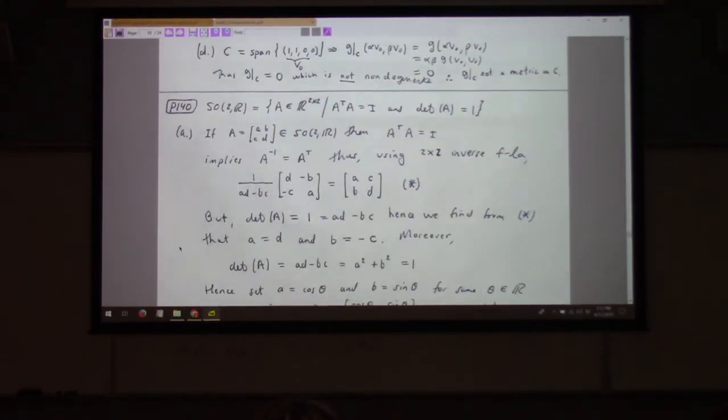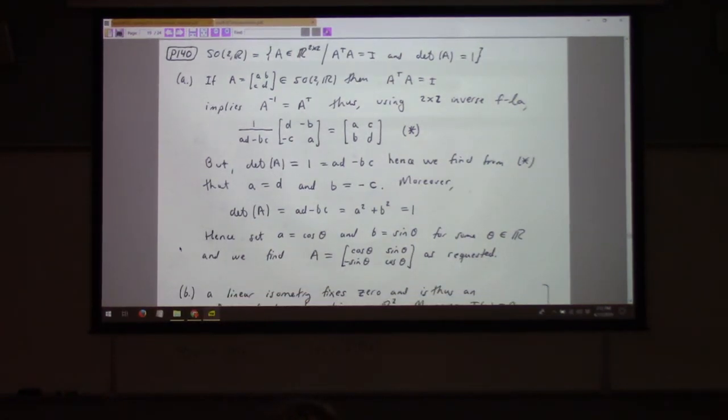So problem 140 is really just brute force, hand-to-hand combat. You have A transpose A is equal to I. I told you in the other help session that it's smart to not look at it that way, but to look at it as A inverse is equal to A transpose. But the thing is, you know that the determinant's 1. So that straight up gives you the equations A equals D and B equals minus C. But you also know that A squared plus B squared is 1. So it's natural to set A equal to cosine theta and B equal to sine theta for some theta, because they're real numbers whose sum of squares is 1.